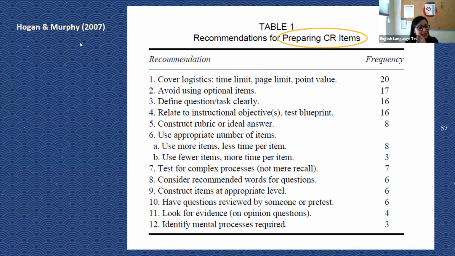So Hogan and Murphy did exactly the same research that Halidina and the other person, I forget the name now, did a couple of times for the taxonomy of the multiple choice items. They did it for constructed response items. They looked at 25 different sources, and that's why you see the frequency here. What do people suggest for writing constructed response tasks, right? So you can see the logistics for CR items showed up in 20 out of the 25 sources, right? Avoid using optional items. It showed up in 17 of them.